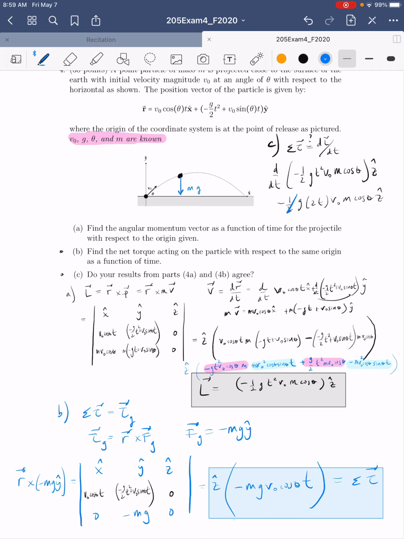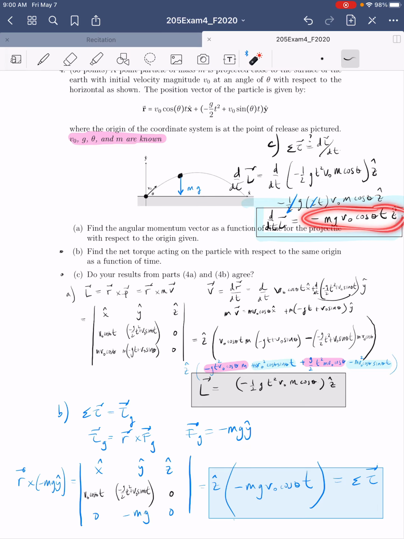The 2's will cancel, and I'll get minus mg v naught cos theta times time z hat, just upon reorganizing things. And so the time derivative of my angular momentum vector is here, and I can see that it is the same as the net torque. Let me highlight that a little bit better. It got a little washed out, but you can see that it's the same as the torque. And so they do agree, up to theory. And that's what that means. Do they agree?